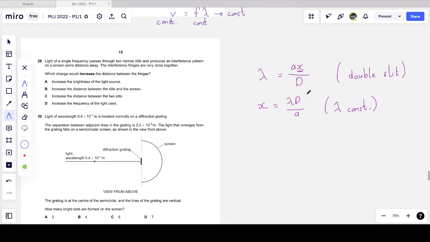I can increase the separation between the slits and the screen, or I can decrease the separation between the two slits themselves. But clearly, there's only one option that's available here. And so if I want x to increase, the distance between the slits and the screen must increase as well. And that corresponds to option B. Increase the distance between the slits and the screen.